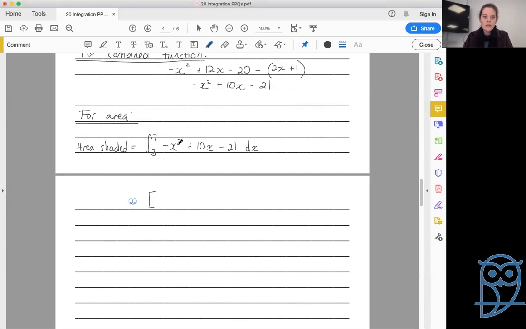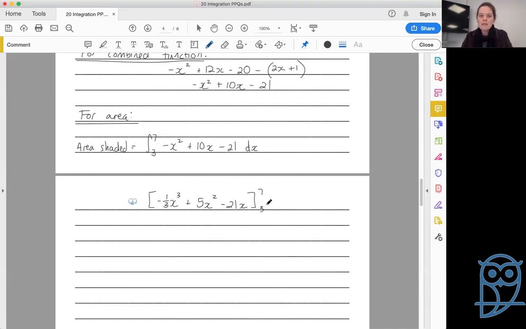Minus x squared, so 2 becomes a 3, divide by the 3, so minus a third, x cubed. Plus x squared, divide by 2, so 5x squared. Constant gains in x. No plus c because we're dealing with now a definite integration. Other end of our square brackets and our limits, 3 and 7.